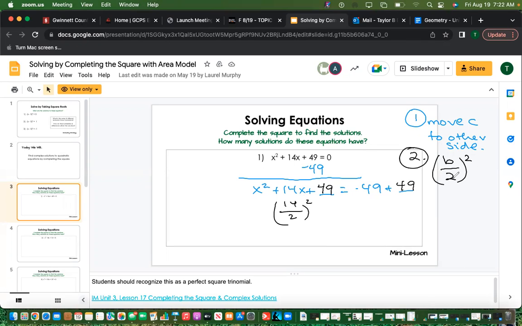Okay, so we're going to take B divided by 2, square it, and add it to both sides. Our next step is going to be to factor and then combine terms.